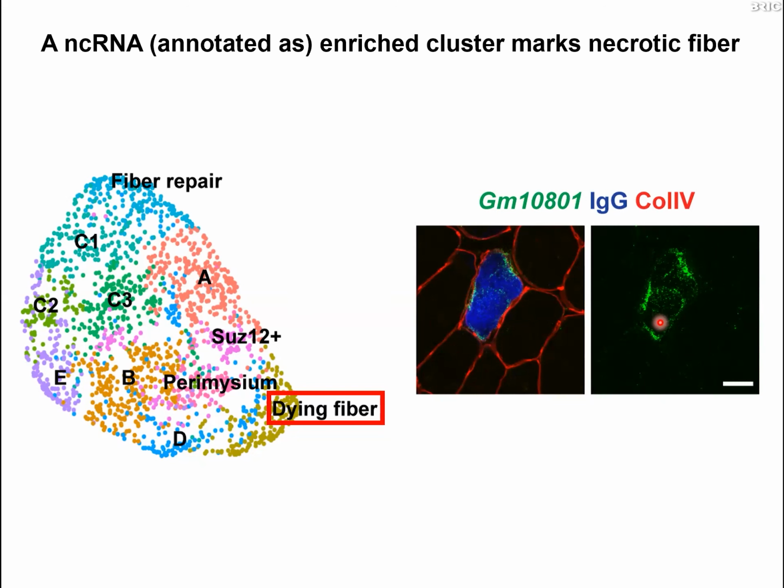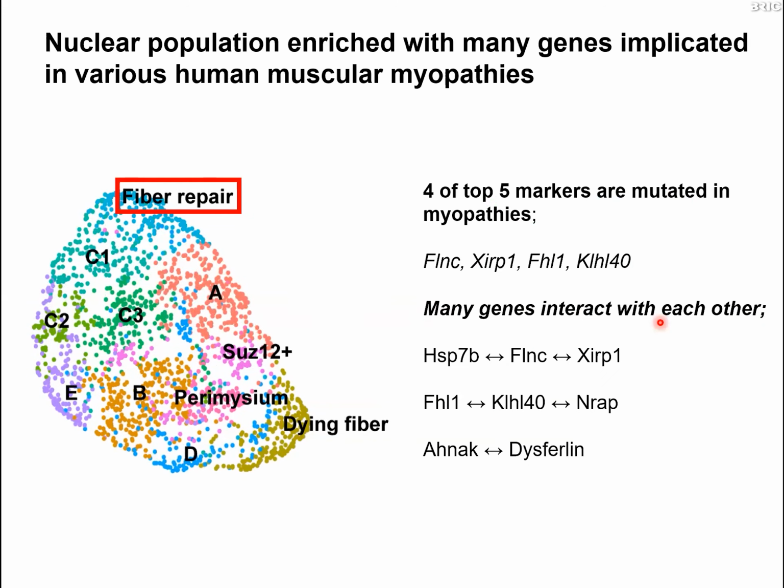Now, in case of the second novel nuclear subtype, the fiber repair, quite interestingly, most of the marker genes of these nuclei were known to be directly mutated in various forms of human myopathies. Also, protein products of a lot of their marker genes were known to physically interact with one another, which is exemplified here below.